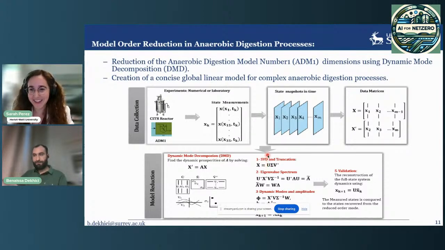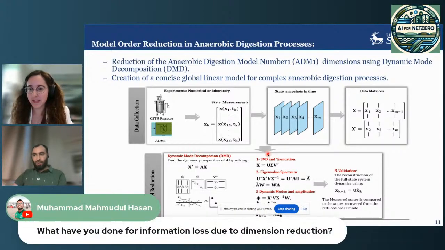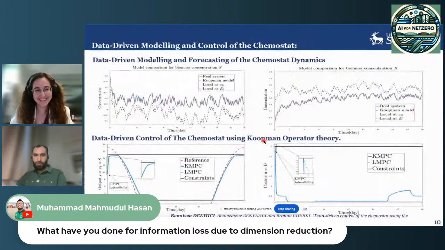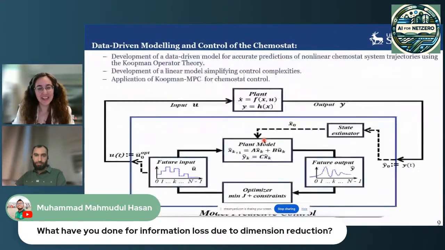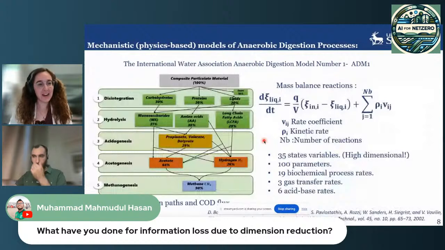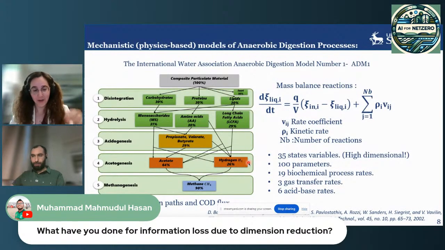Okay, thank you. So in the meantime, we got a question for Muhammad Hassan. What have you done for information loss due to dimension reduction? Do you want me to repeat the question? You can just reformulate it again. So he's wondering if there is any loss of information coming from the dimension reduction in your linear reduced order model.